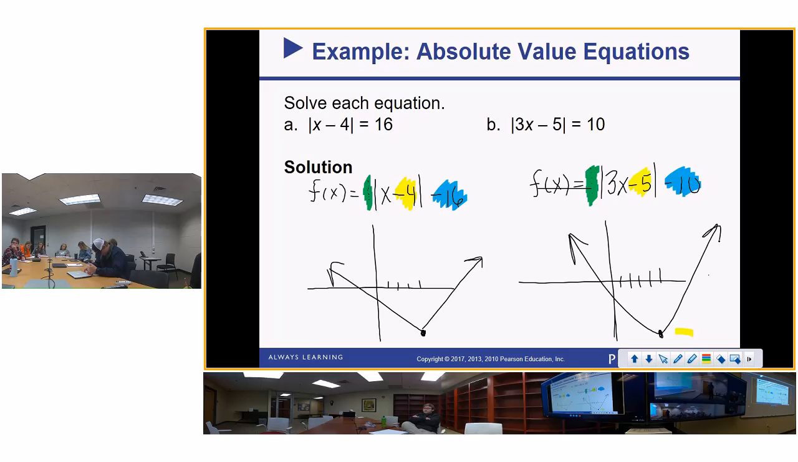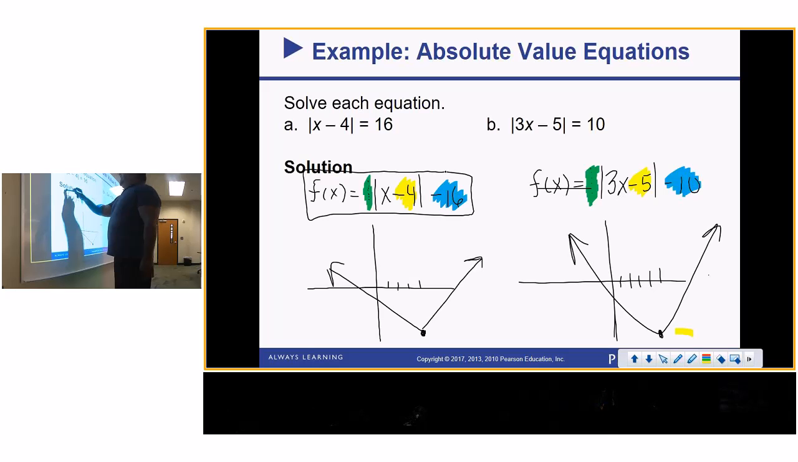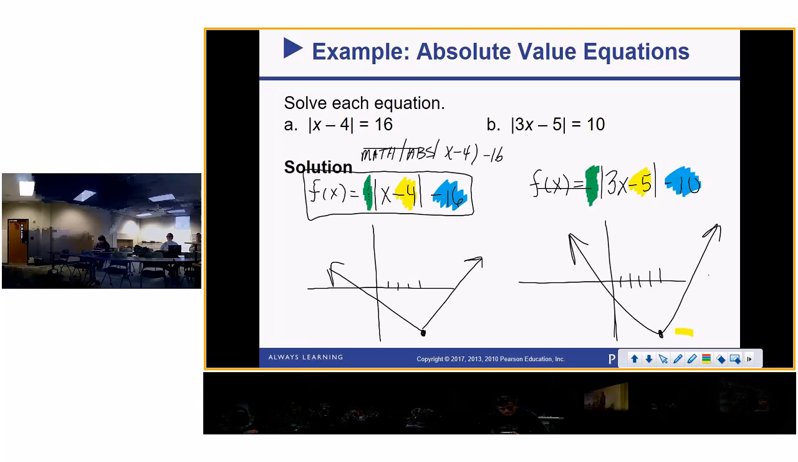So if you needed to graph this, you would type in, I think it's math. Somebody look under math. You type in f of x or y is equal, then math, I think it's ABS. Somebody check me on that. Math, ABS, and then you type in x minus 4, and then minus 16, and it should do the graph of the absolute value. Now you don't need the graph because you can sketch it. Okay?